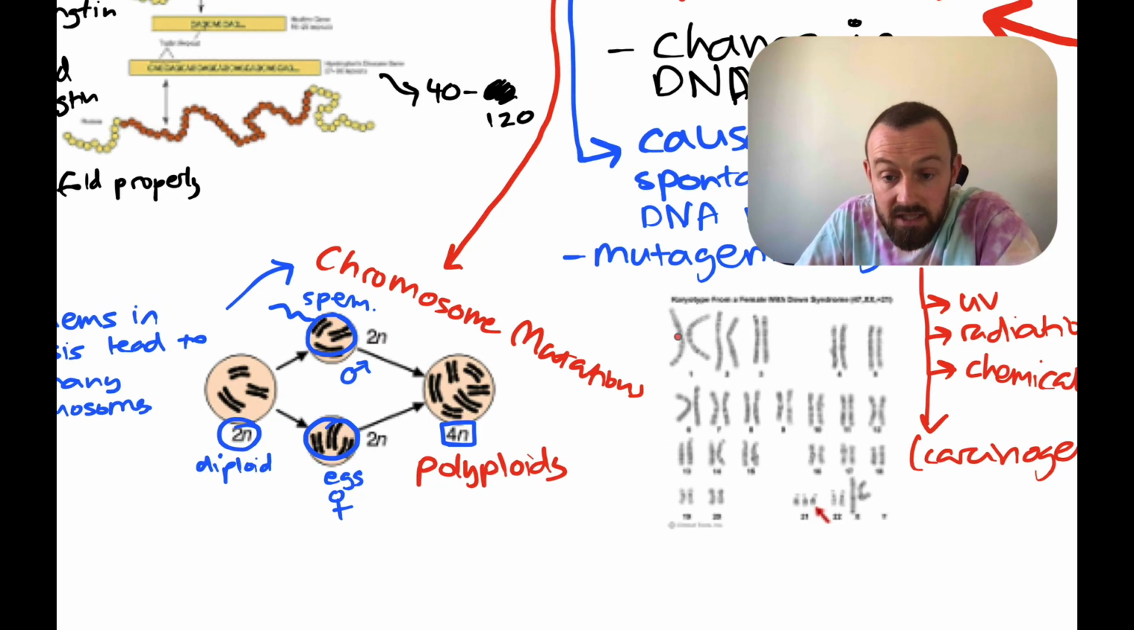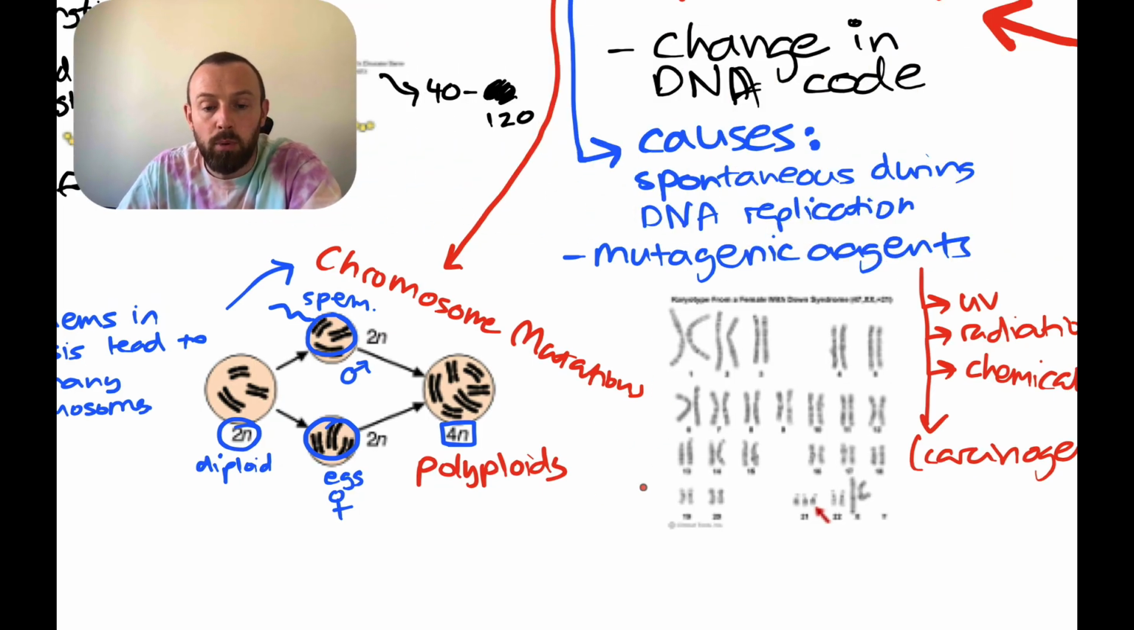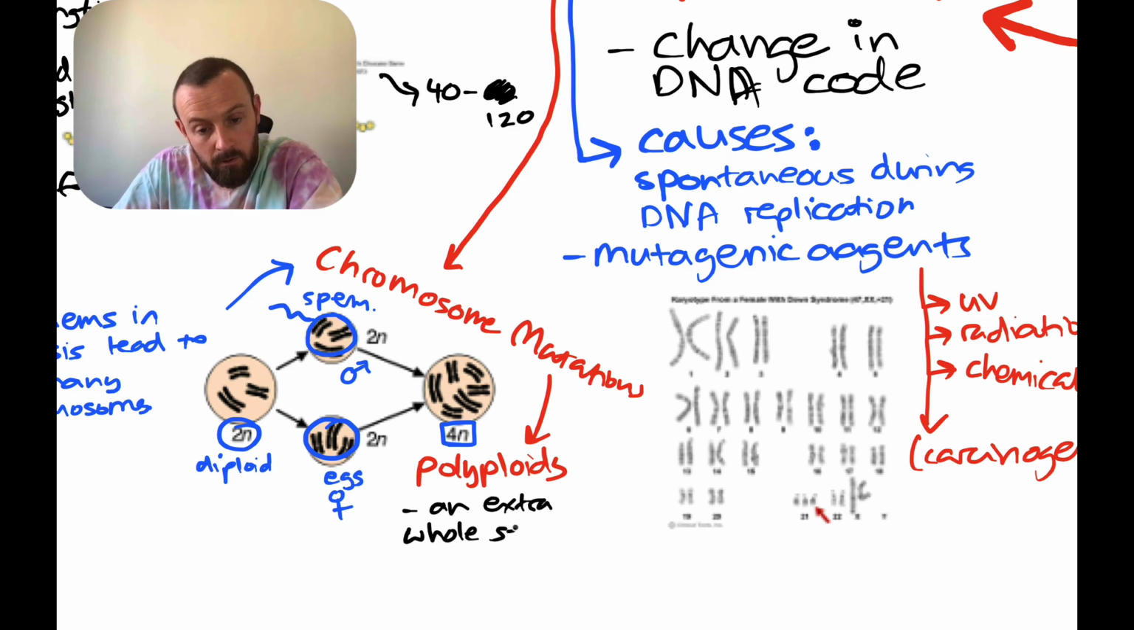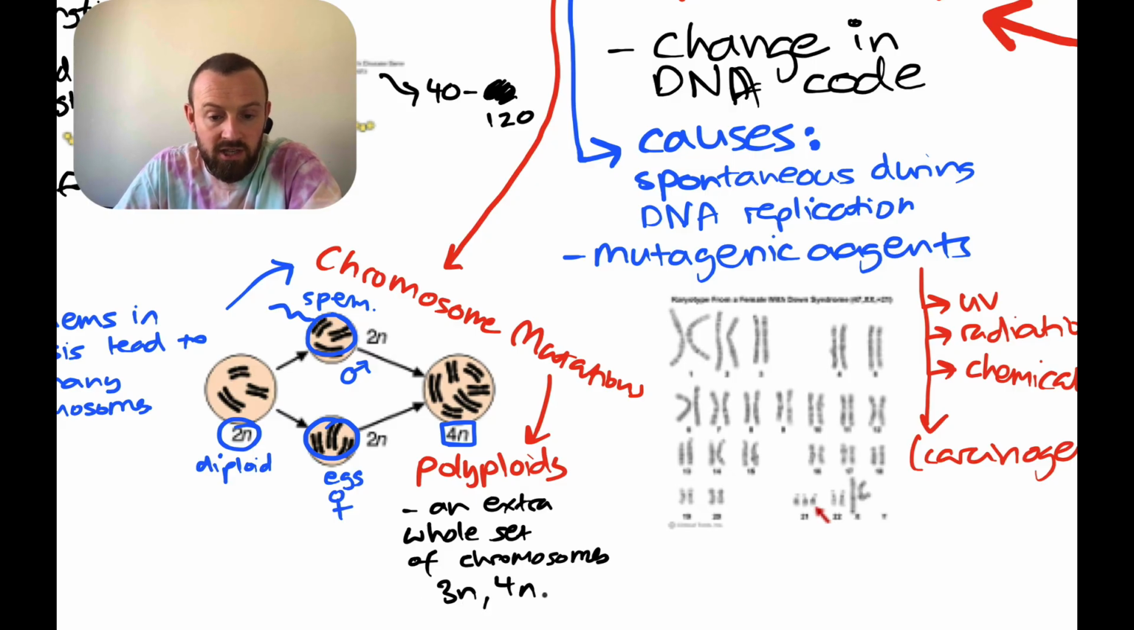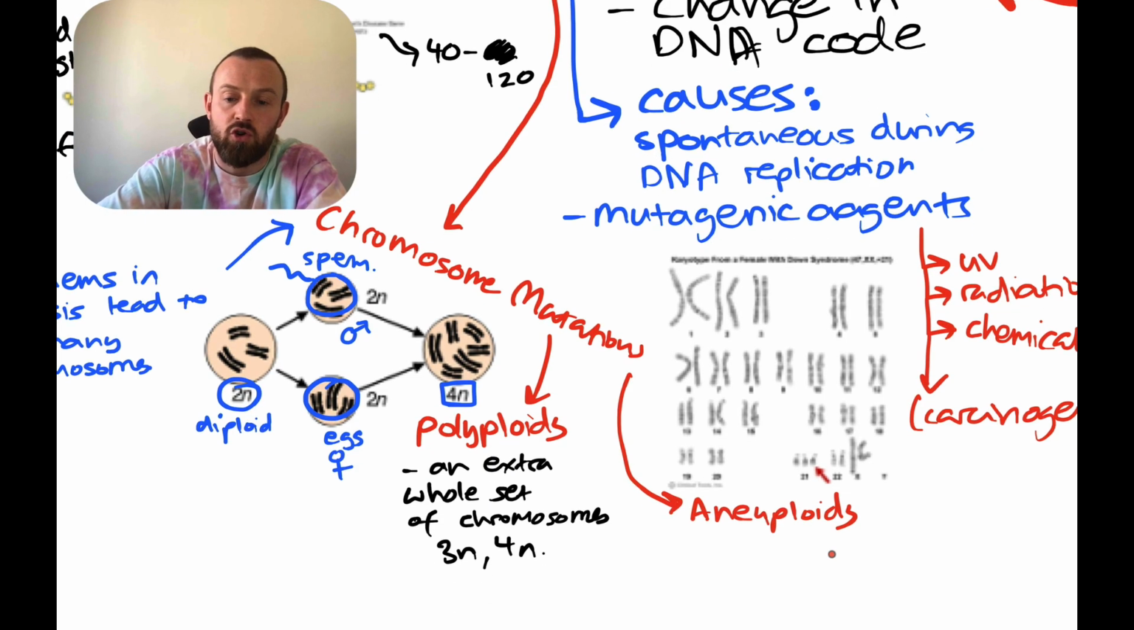animals is this over here, which is called aneuploidy. So polyploidy, let's just define that. It is an extra whole set of chromosomes, like 3N triploid or 4N tetraploid. Whereas aneuploidy, which is this one over here, is not an extra whole set, it's an extra chromosome.